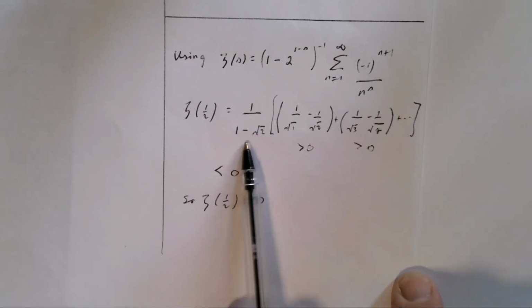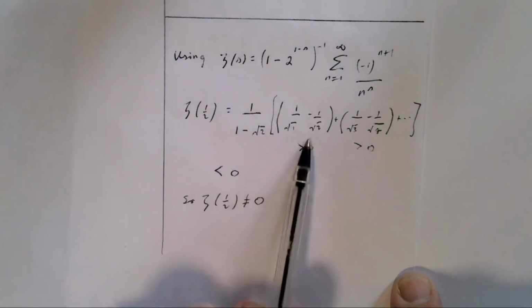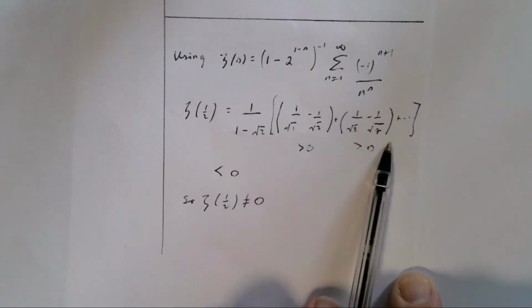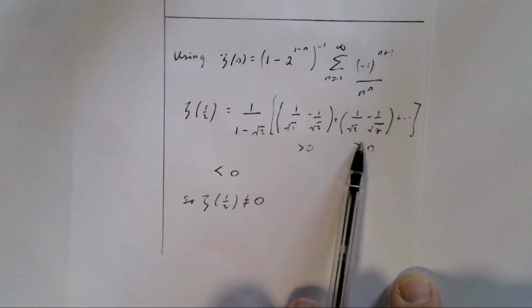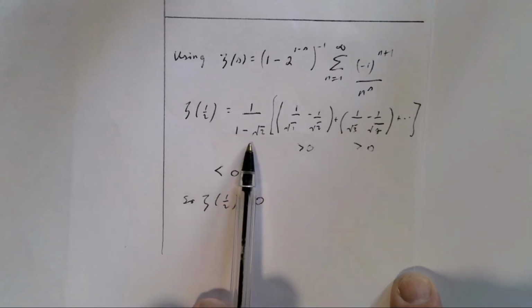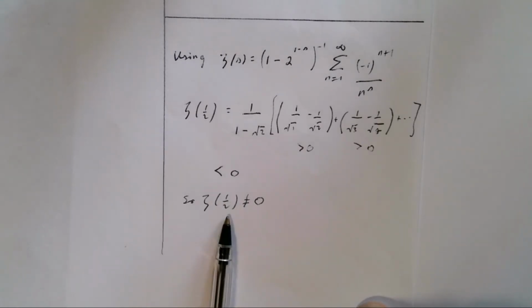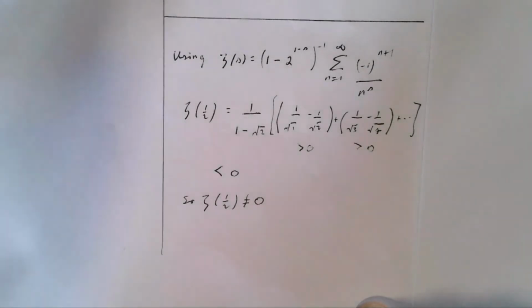And I just write the terms of this series out, so it's 1 on root 1 plus minus 1 on root 2 plus 1 on root 3 minus 1 on root 4, and I'm going to bracket them in pairs. And of course it's easy to see that each of these brackets represents a positive number, so I have a sum of positive numbers in here multiplied by this negative, and so this is strictly negative. So zeta of 1/2, whatever its value, it certainly is not 0. So that completes that part of it.